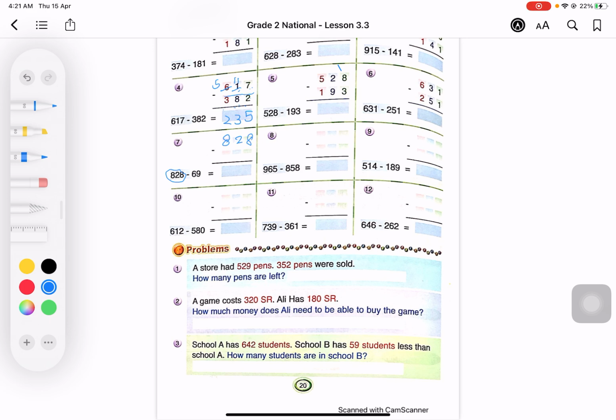Now, then I will align 69. If you notice that 69 has only 2 digits, ones and tens. So I will write the 9 under the ones and the 6 under the tens. Then I will subtract. So the first step you did is you write your question vertical. Start with the first number. Don't change the order. Put the second number under it.